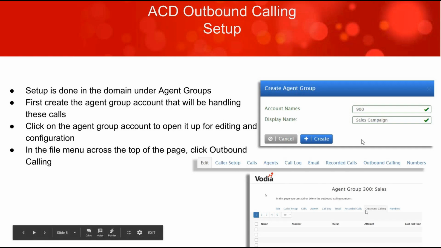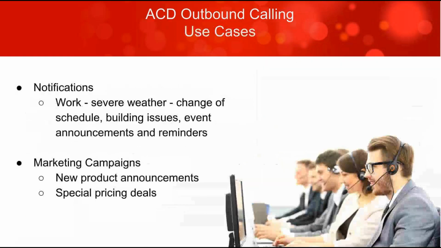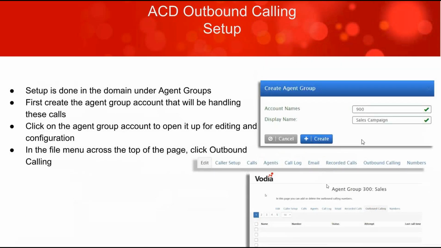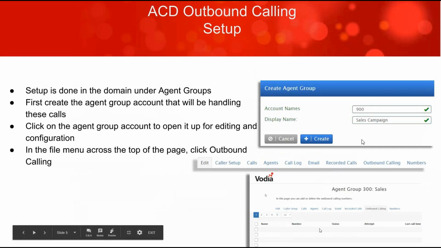You can kind of see that right here, and you're going to choose outbound calling. Once you choose outbound calling, down here is what that's going to look like. Let me just see if I can scroll it up. Either way, you're looking at a list where you'd have the name, the number, the status, where they reached, the attempts, and the last call time. So that's just through that file menu at the top by clicking outbound calling.